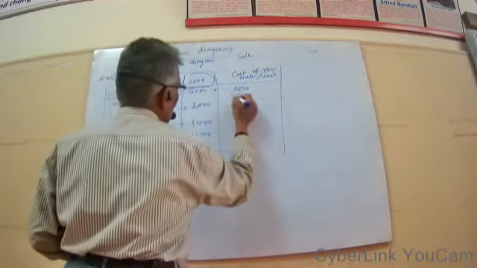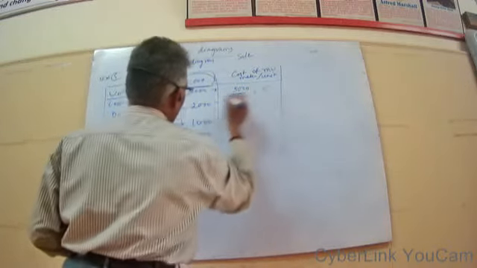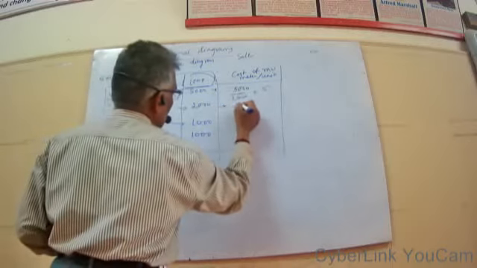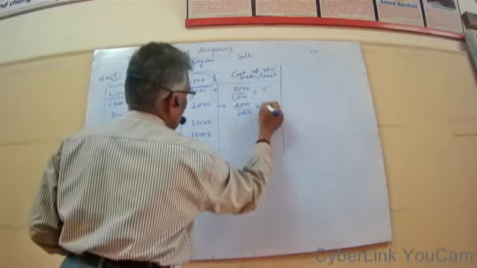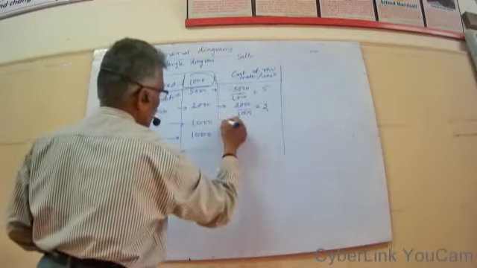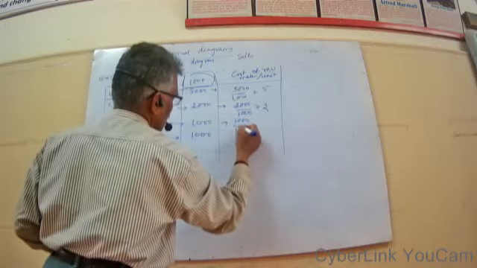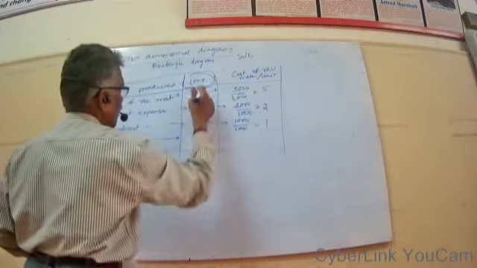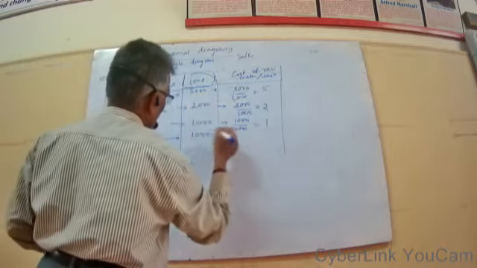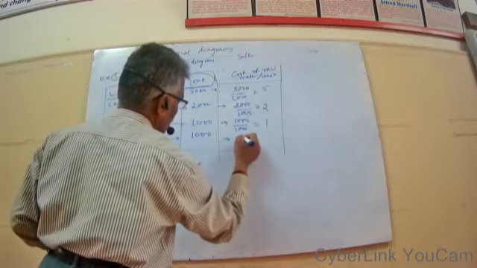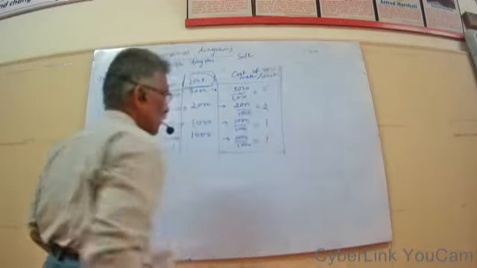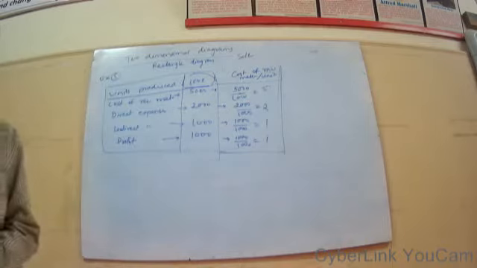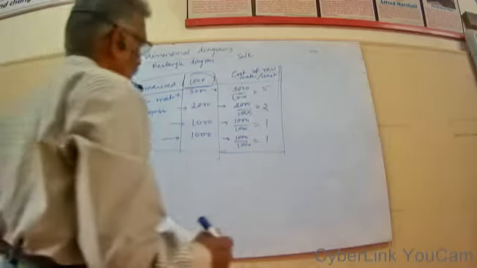So 5000 divided by 1000 equals 5. This is 2000 divided by 1000 equals 2, and this is 1000 divided by 1000 equals 1, and again 1000 divided by 1000 equals 1. This is the modification you have to make in the rectangular diagram: 5, 2, 1, 1, right.